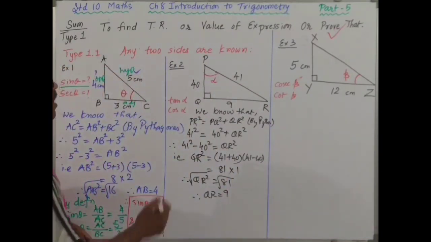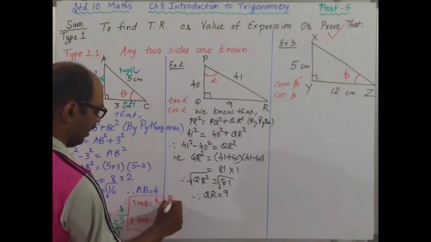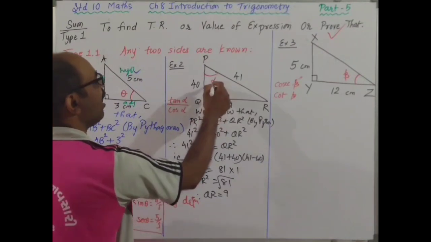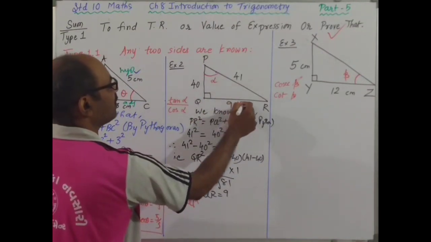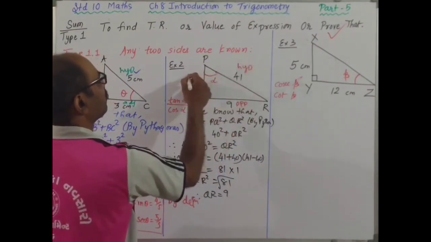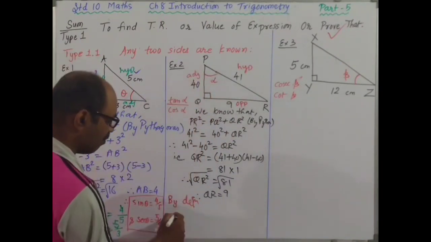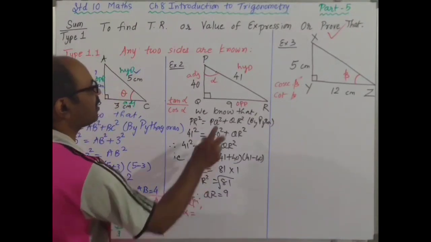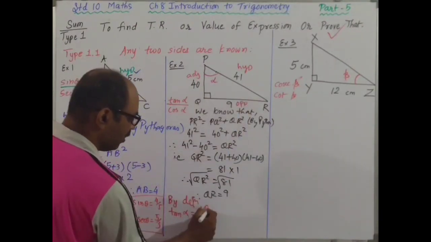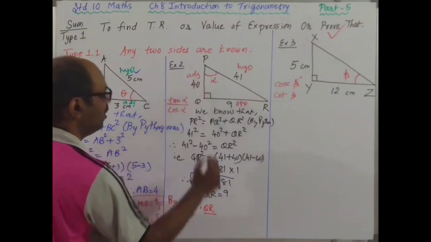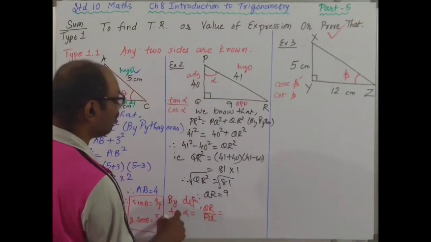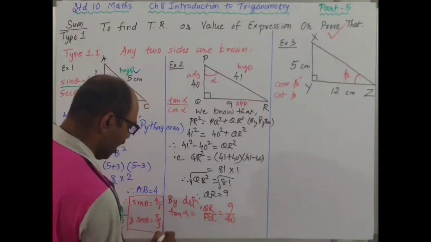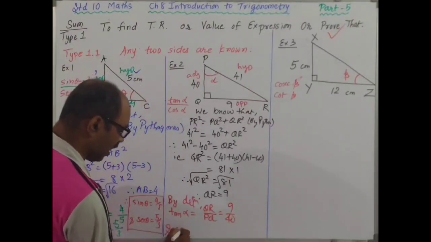All right. Now, by definition, you have to find tan alpha. This is alpha, this is the opposite side, this is fixed hypotenuse, so this became the adjacent. So now, by definition, tan alpha is equal to opposite side, opposite here QR, upon adjacent side here, PQ. That is equal to 9 upon 40. So you got it. And the next value is cos alpha.